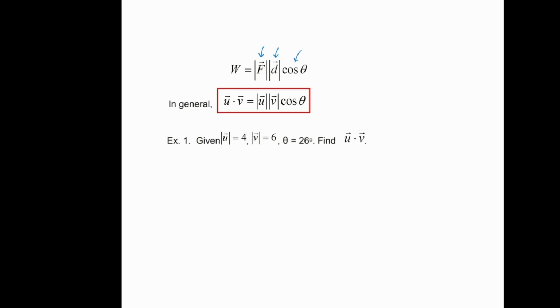So u dot v, or vector u dot vector v, is going to be equal to the magnitude of vector u times the magnitude of vector v times cosine of the angle in between them. So let's try this one. No diagram required this time. Let's just work with some numbers. So given that the magnitude of vector u is equal to 4, the magnitude of vector v is equal to 6, and there's an angle between them of 26 degrees, find u dot v.